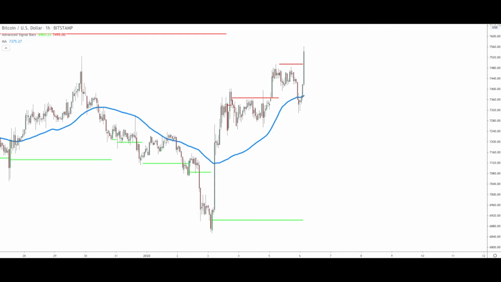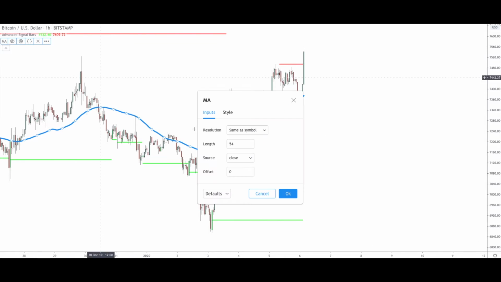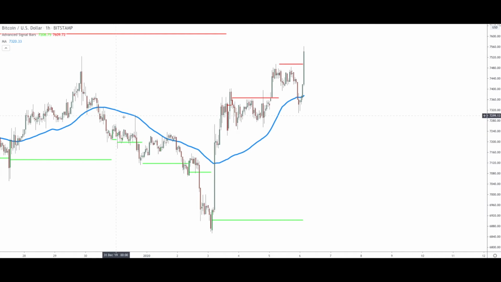In this case, we are just using the advanced signal bars and the moving average. The moving average, the only setting that you need to change is the length, so you want it to be 54 so that the moving average is pretty smooth.